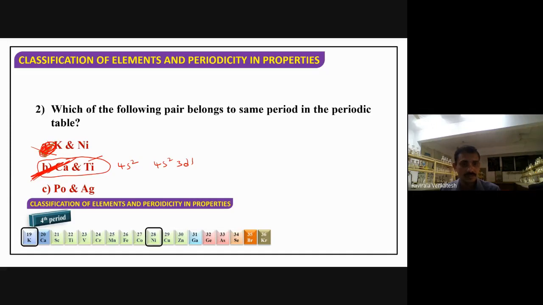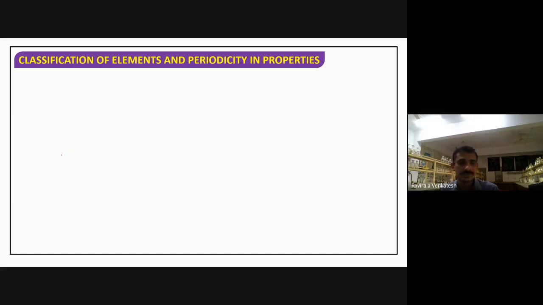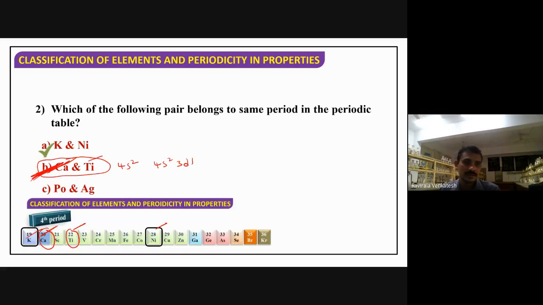Nickel also will be there, no? Calcium and titanium is also there, no? Sorry, both are correct answers. 20 and 22, 19 and 28. Nickel is also there, no? Okay. Both A and B are correct answers.